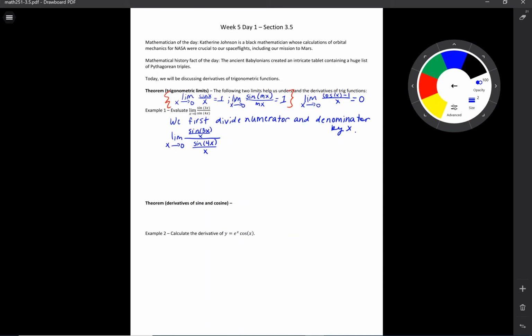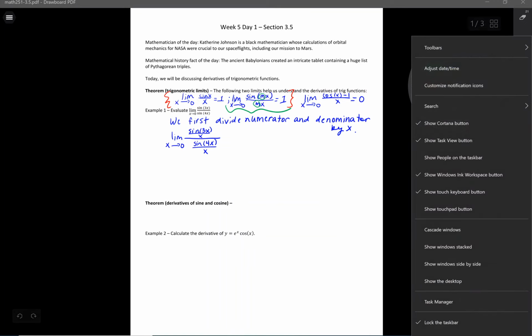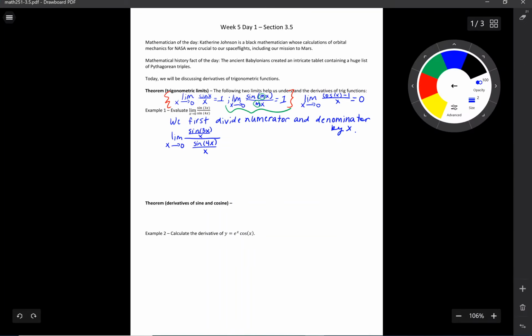All right, well, it looks like I'm going to be using one of my rules, but in order for me to do that, I need the same number in front of my x here as I do here. So in order to do that, I am going to divide and multiply the top by 3 and divide and multiply the bottom by 4. So let's see what that looks like.